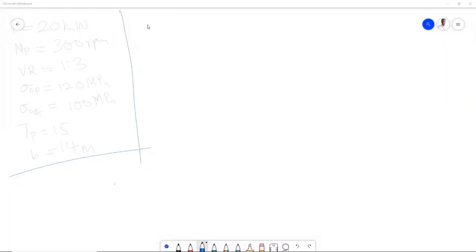But let's determine the pitch line velocity. So the pitch line velocity V is equal to, again, pi dp np divided by 60. We know that this dp is a function of m and tp. We don't know the pitch circle diameter, but we can determine it in terms of m and t. We know the number of teeth for the pinion. So let's substitute the values here. This same equation is the same as pi m tp np divided by 60.